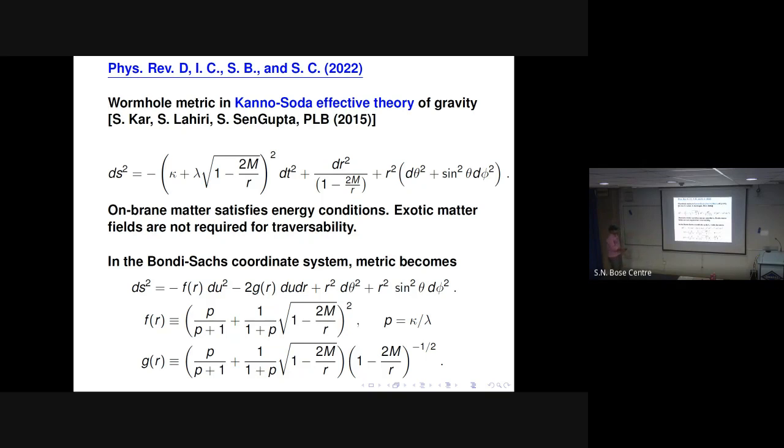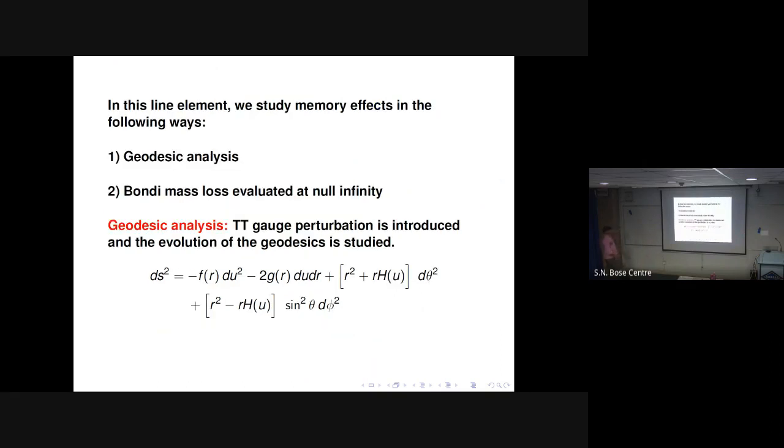And in here, you can write the metric in this fashion, right? But this f(r) and g(r) are metric functions, which are written in terms of this p. But this p is the ratio of the two wormhole parameters, kappa by lambda. Okay. So now, how do we study memory? We do it in two ways. One is the geodesic analysis, another is the Bondi mass loss evaluated at null infinity.